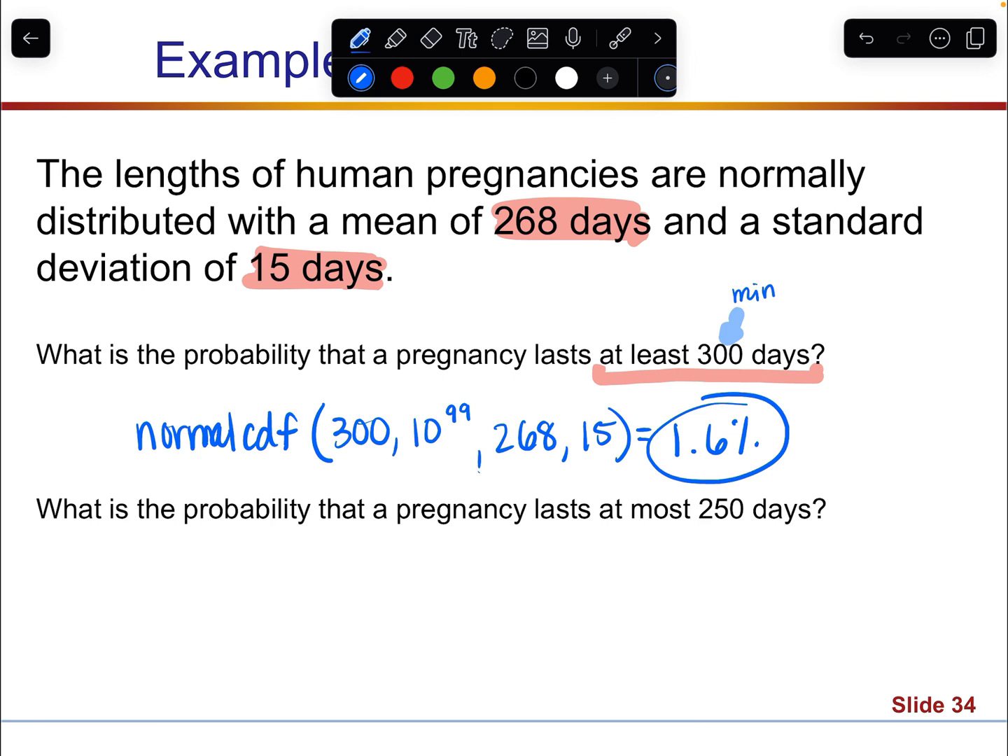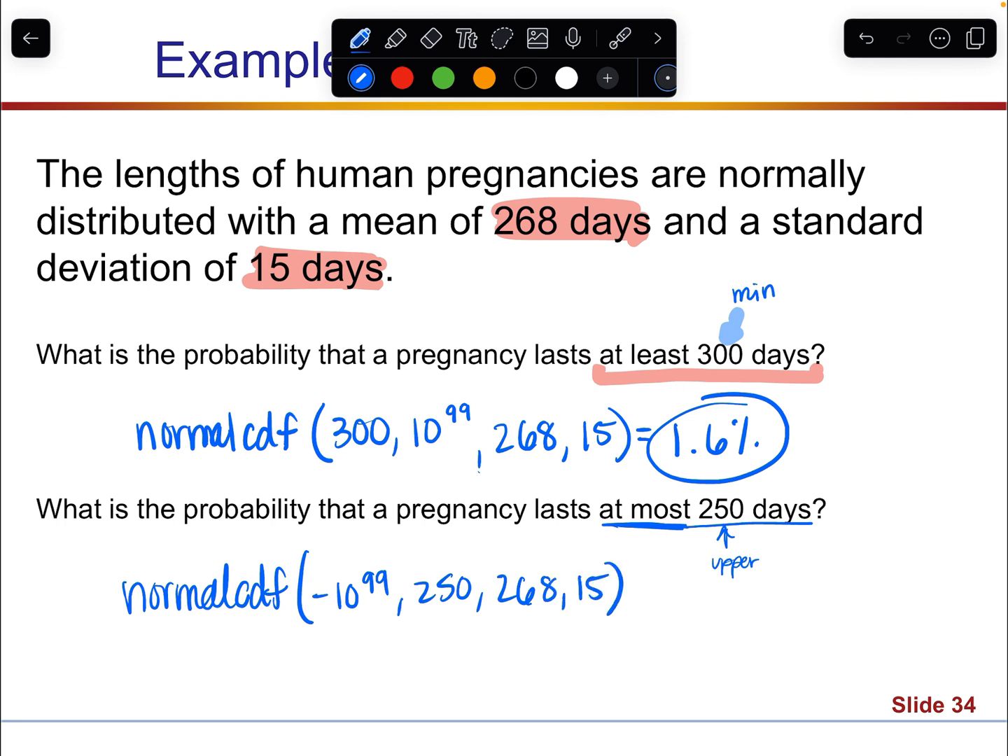And the last question says, what is the probability of a pregnancy that lasts at most 250 days? So keyword there, at most, this is now referring to our upper limit, right? I don't want to go any more days above 250. So when I write this out, I would have normal CDF. Our lower limit, which is what I don't know, so that's going to be that negative 10 to the 99, essentially representing negative infinity. Our upper limit, our mean, and then our standard deviation.